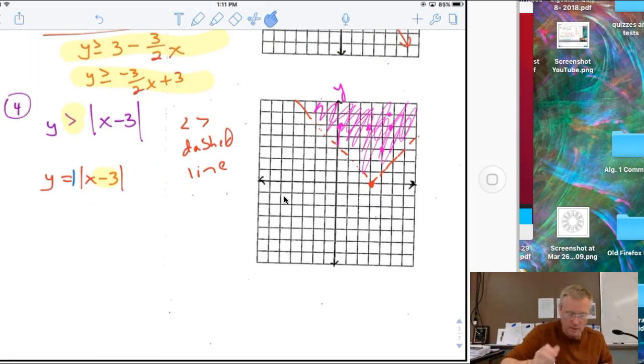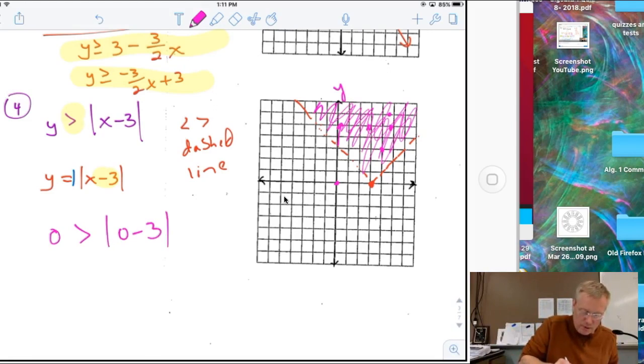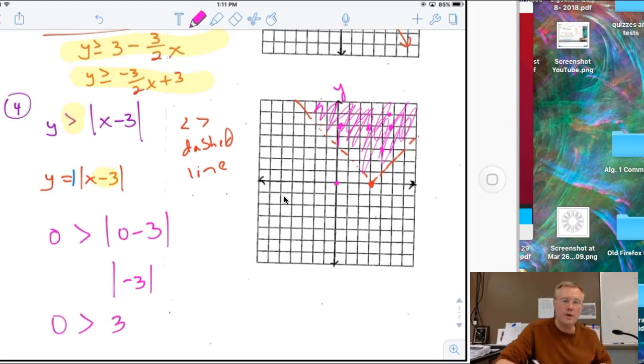In fact, say I plug in 0, 0. Do you get an answer that's true? I like using 0, 0 because it's easy to work with. So I got 0 is greater than the absolute value of 0 minus 3. The absolute value of 0 minus 3 is the absolute value of negative 3, which is 3. Is 0 greater than 3? No, it's not. That's false. So therefore, that one's not a point in the solution set. However, everything on the other side of that V is. Okay? All right.